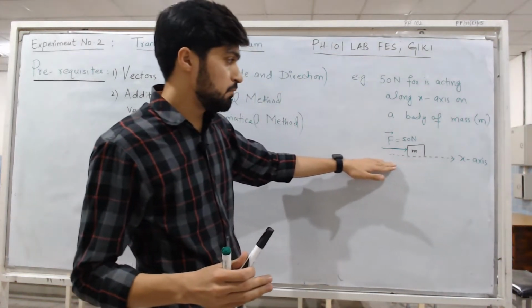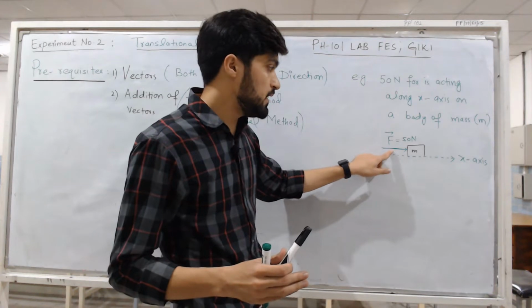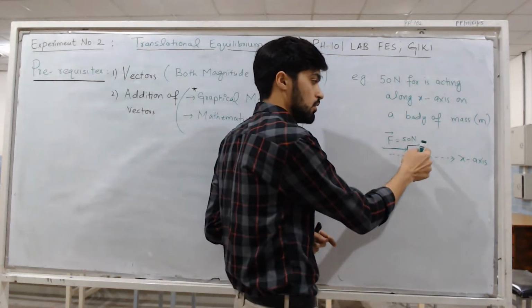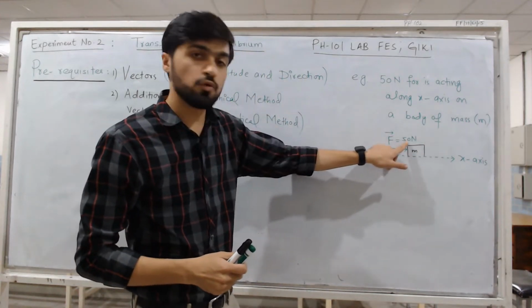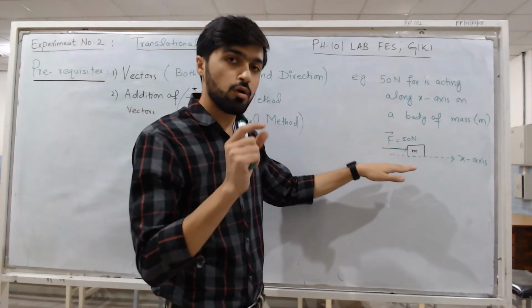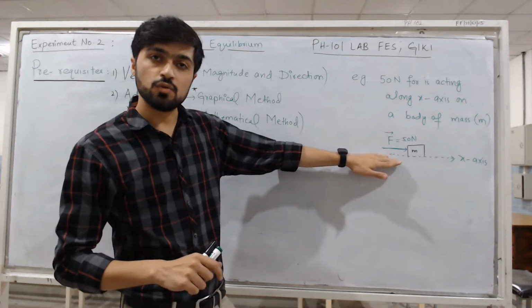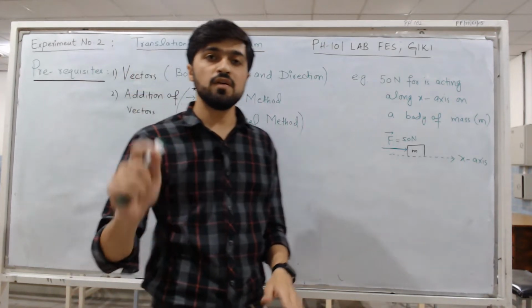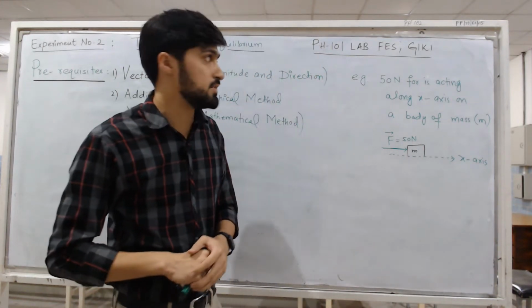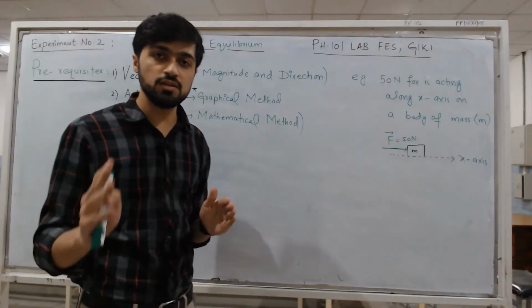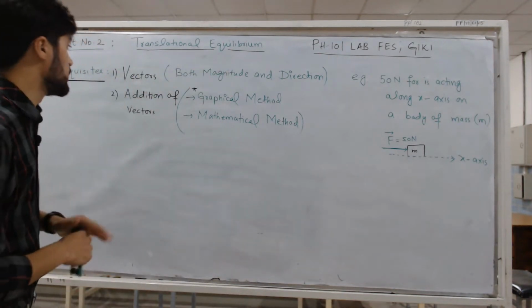Here we can explain it very simply. Let's say this is a block of mass m placed along the x-axis, and a 50 Newton force is acting on this block in this direction. The magnitude of the force is 50 Newton and it is acting along the x-axis. So it has both magnitude as well as direction, which makes it a vector quantity. There are many vector quantities: velocity, displacement, acceleration. Unlike scalars, vectors have both magnitude as well as direction. It is very simple.